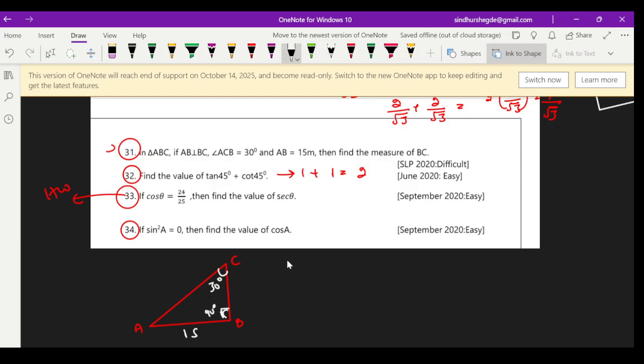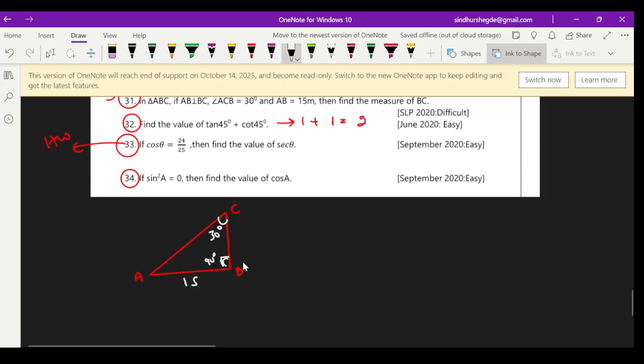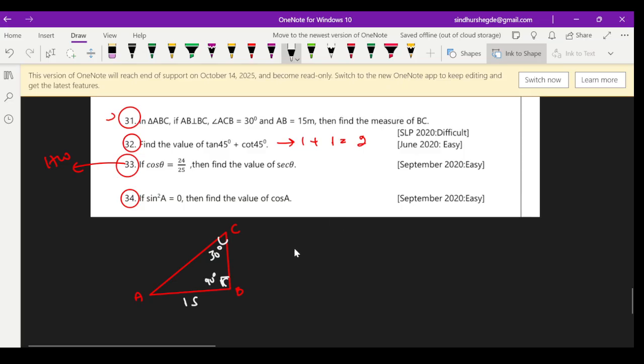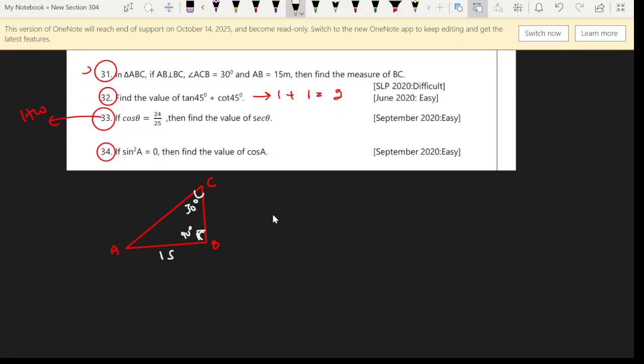Just by using Pythagoras theorem, if we know only one side, we cannot find the other two sides. If we know two sides, then we can find the third side. Just by knowing a single side, we cannot find the third side. So always remember that. What has to be calculated? Find the measure of BC.